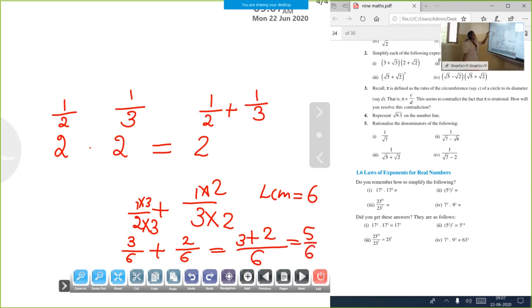Our question is 2 raised to 1 by 2 into 2 raised to 1 by 3. So using the formula a raised to m into a raised to n equal to a raised to m plus n, you write 2 raised to 1 by 2 plus 1 by 3. After this, fraction addition, 1 by 2 plus 1 by 3. You know how to add two fractions. Here the denominators 2 and 3, the LCM is 6. We need to make the denominator 6. 2 into 3 is 6. That same number you need to write in the numerator also. Second one, 1 by 3. 3 into 2 is 6.